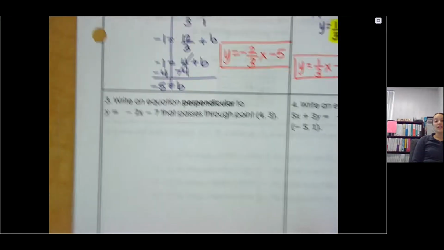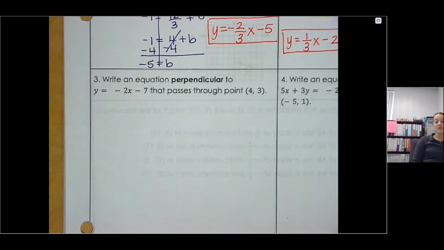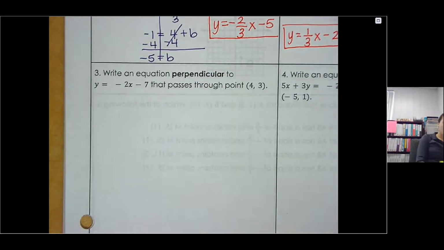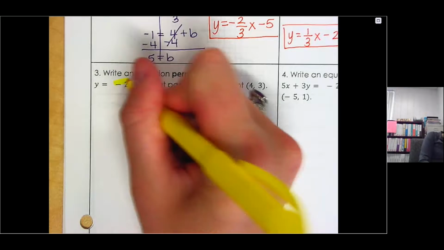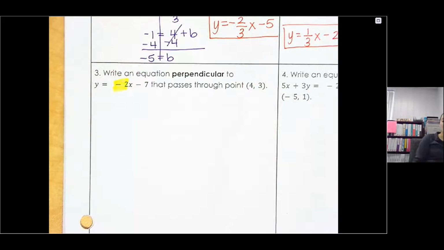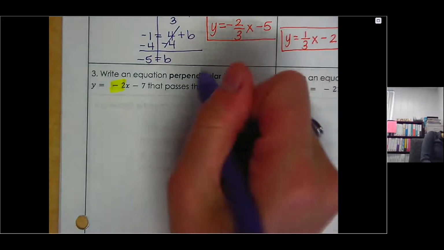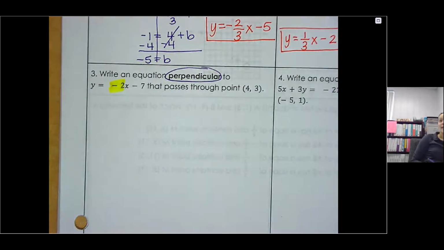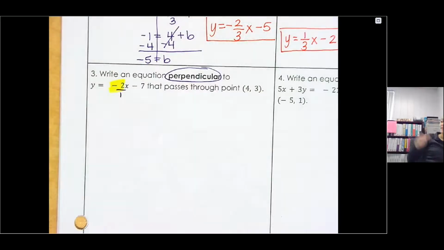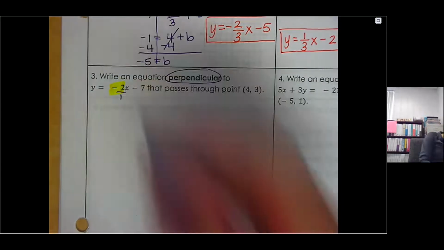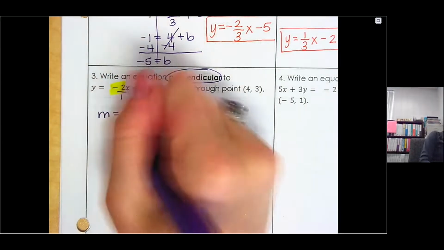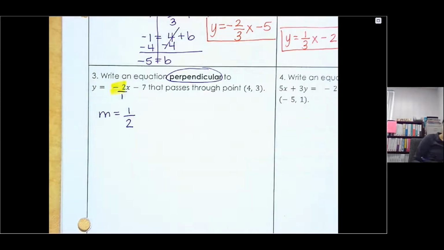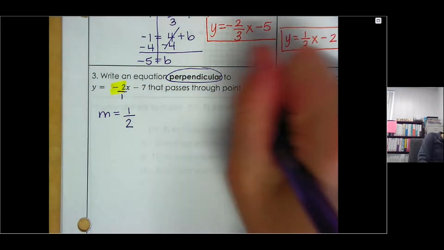If you're looking at number 3, what's the slope given to you? -2. If you're writing the equation that is perpendicular, what should your slope be? 1/2, because this is -2/1. So to flip it and change signs, that means your slope is a positive 1/2.